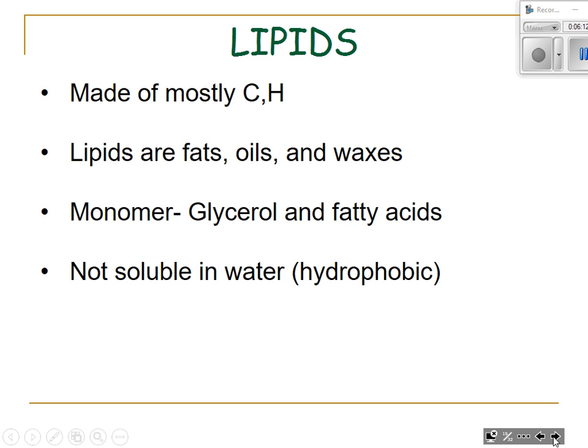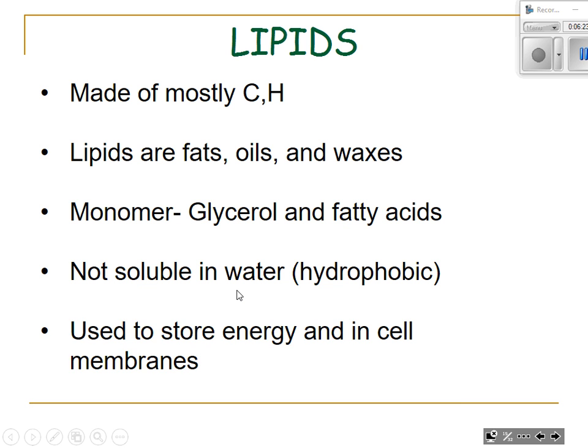Nonetheless, hydrophobic, a fear of water. So, not soluble. These lipids are not soluble in water. They don't like water. They are used to store energy, and also they're used in cell membranes.